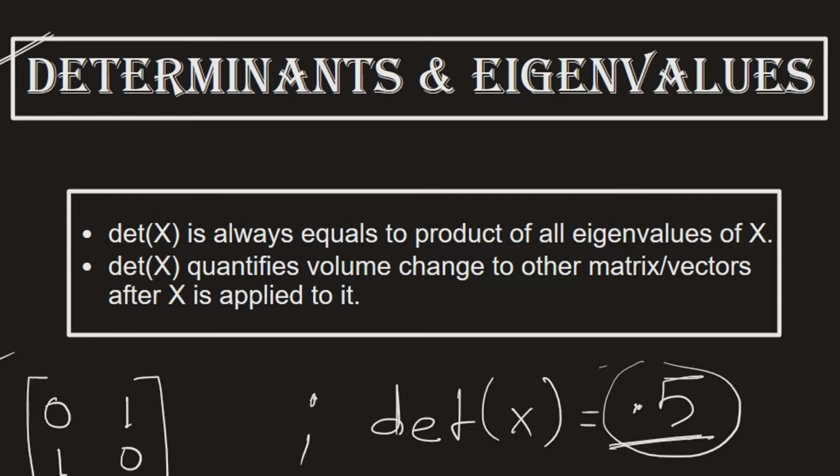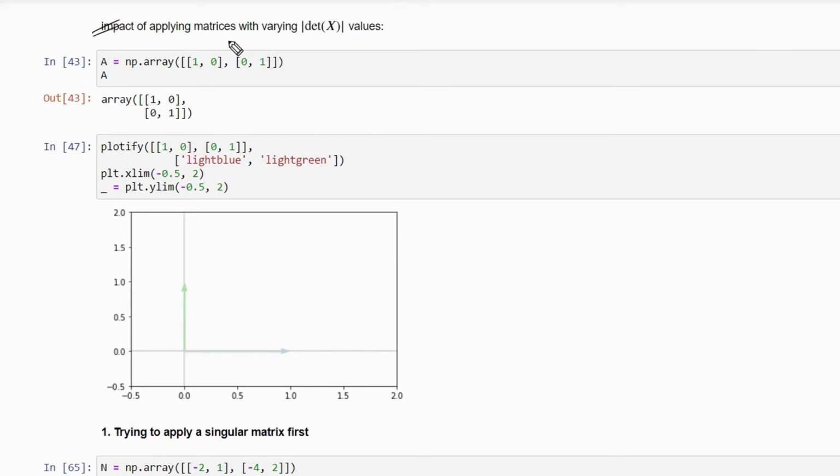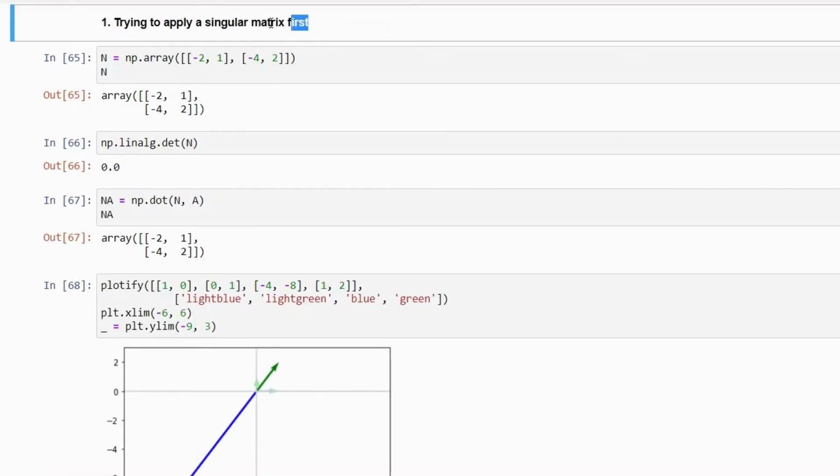Now let's try to prove the second pointer with code, which says determinant of X quantifies the volume change to other matrix after X is applied to it. So we will understand the impact of applying matrices with varying values of determinant X. For demo purposes, I have created this two-dimensional array A, which is a 2x2 matrix, and when we plot it, we get this figure. 1 points towards x-axis and similarly 1 points towards y-axis. And first we will try to apply a singular matrix on our matrix A.